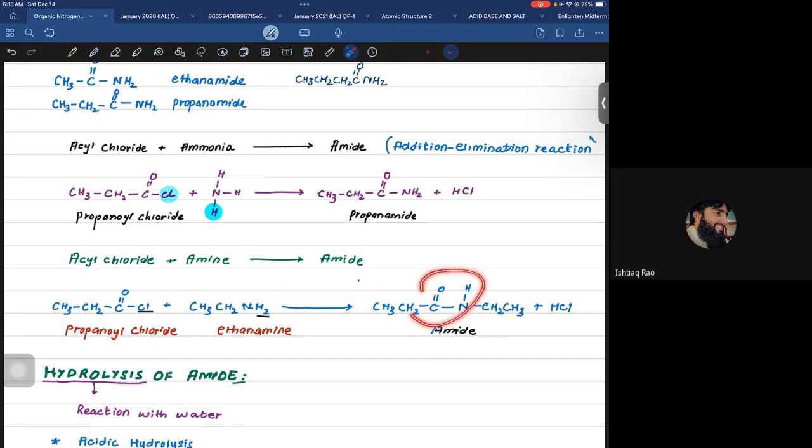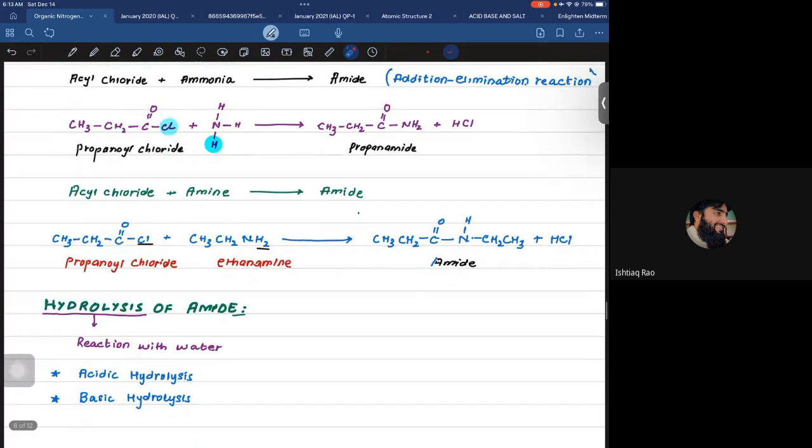So this is the functional group for amide: C double bond O and NH. After the preparation of amide, we can hydrolyze the amide that we have prepared in this reaction. We can hydrolyze it easily.